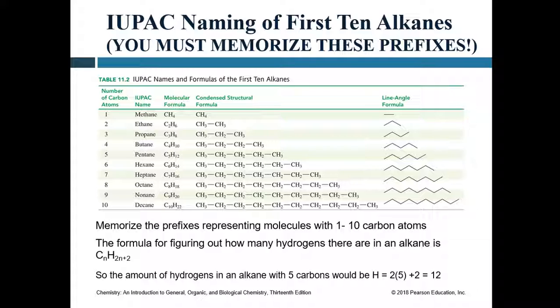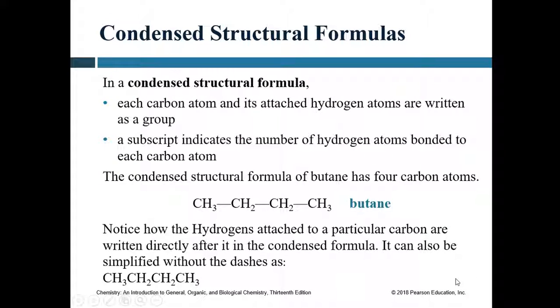So when I say you got to memorize all 10, yes, you need to know all 10, but maybe only 3 or 4 of them do you actually have to memorize. You probably know all the others. Now, the formula for figuring out how many hydrogens there are in an alkane is, however many carbons there are, n, the amount of hydrogens are 2n plus 2. So let's say that you had 5 carbons. To figure out how many hydrogens, it would be 2 times 5, which is 10, plus 2, 12. It would be 12 hydrogens.